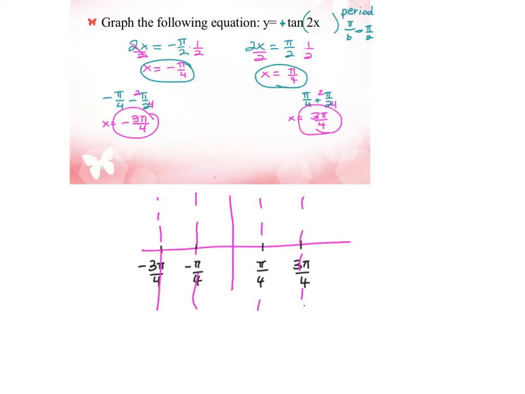Now I've got to find my intercepts. So what's halfway between negative 3/4 and negative 1/4? And if you can't figure it out, you add them, and then divide by 2. So this would be negative 4 pi over 4 divided by 2, negative pi over 2.